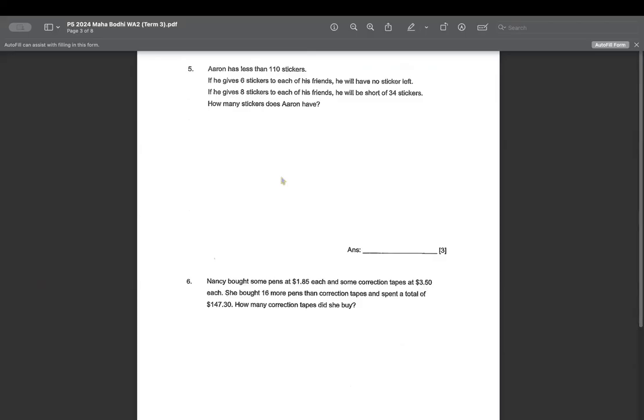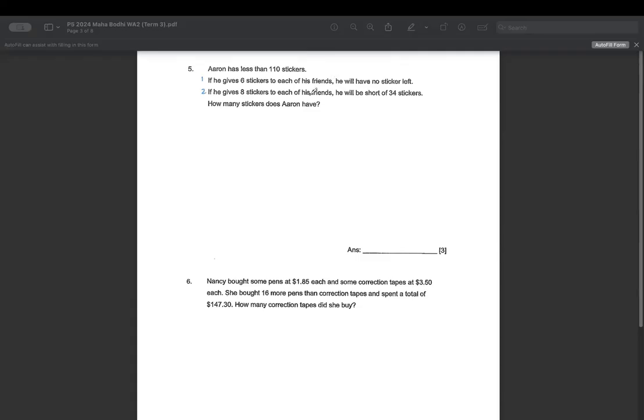So question 5. Aaron has less than 110 stickers. If he gives 6 stickers to each of his friends, he'll have no stickers left. Then if he gives 8 stickers to each of his friends, he'll be short of 34 stickers. So how many stickers does Aaron have? For this question, they give you that he has less than 110 stickers, and then there are 2 scenarios here. This is scenario 1, this is scenario 2.